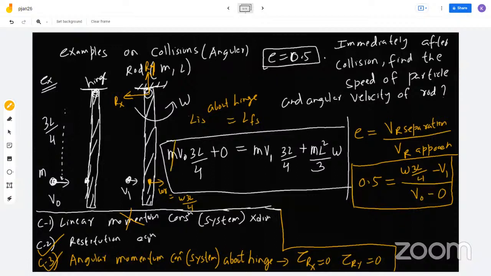So you have two equations and two unknowns. You can solve easily. The mass m cancels, the length L also cancels, and you can solve the two equations simultaneously for V1 and omega. Guys, you all understood?